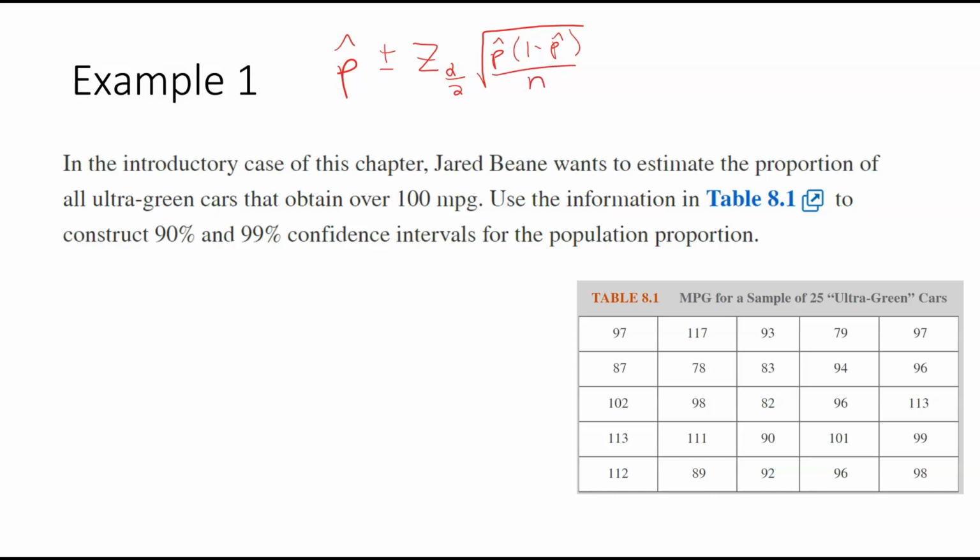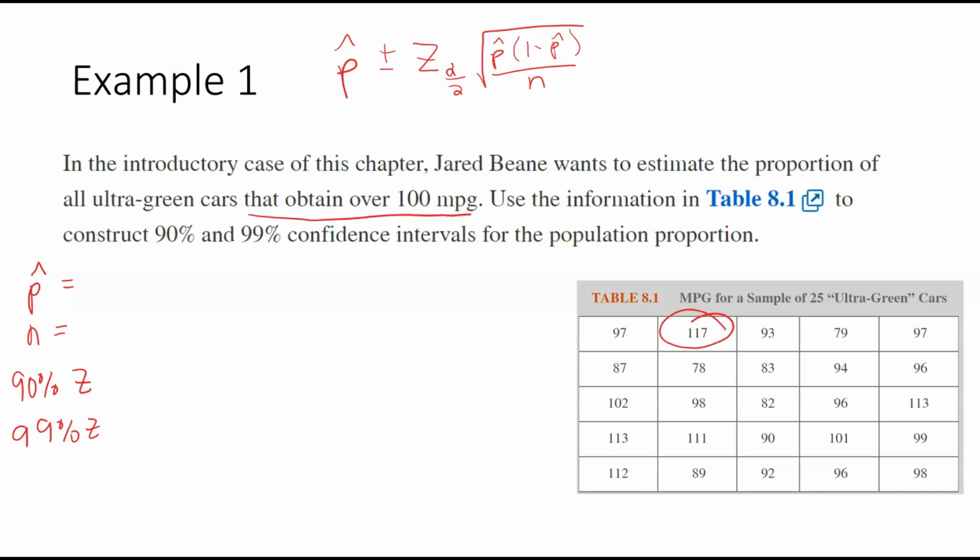So what we really need is P hat, n, the z for the 90% confidence, and the z for the 99% confidence. Once we have that, we're good. Now how do we find the sample proportion here? Remember that the proportion is what you want over the total. So what does he want? He wants the cars that obtain over 100 miles per gallon.